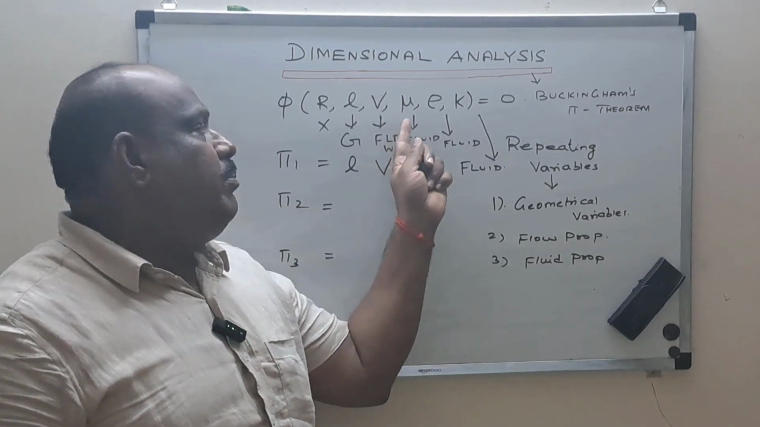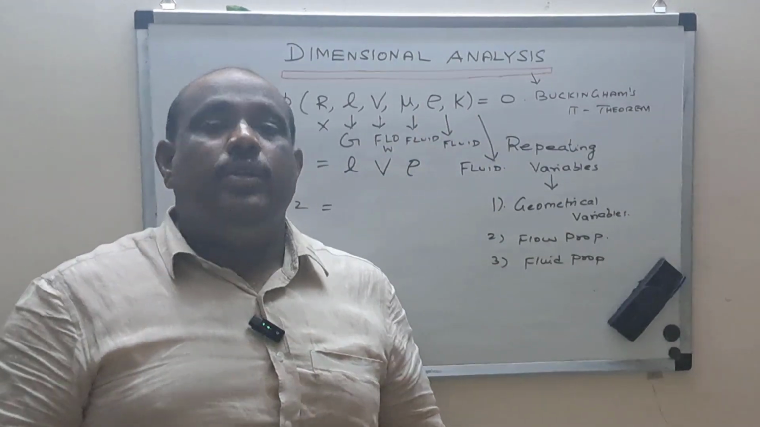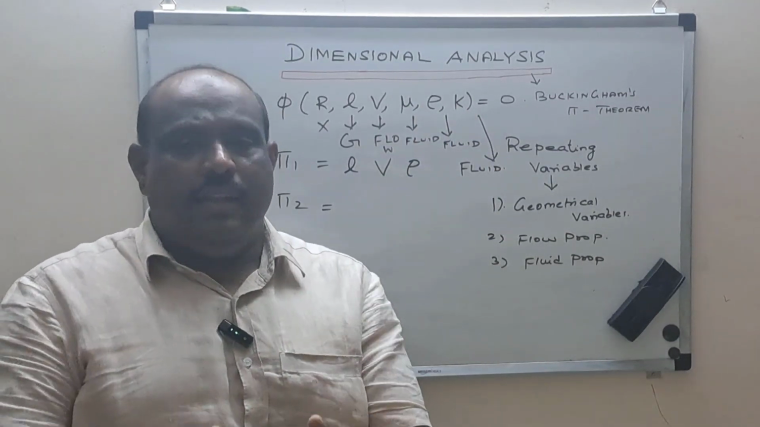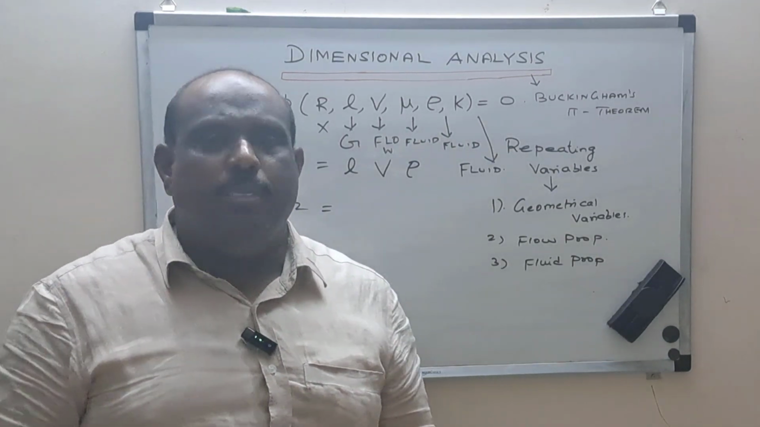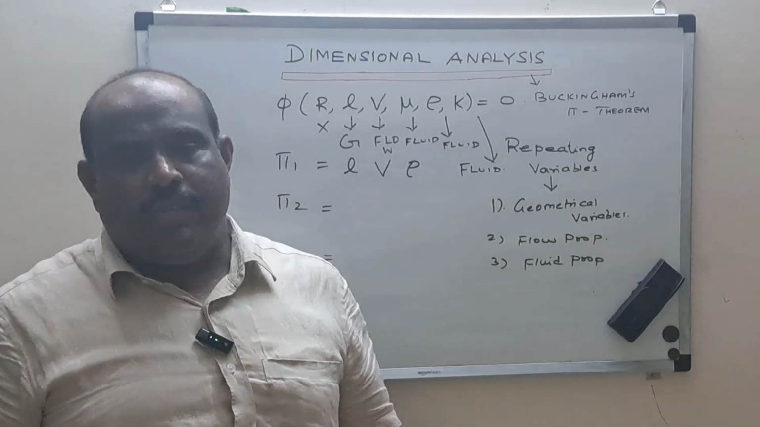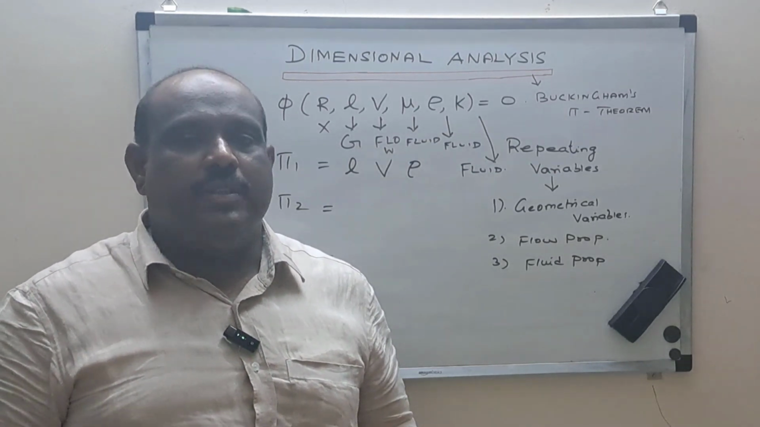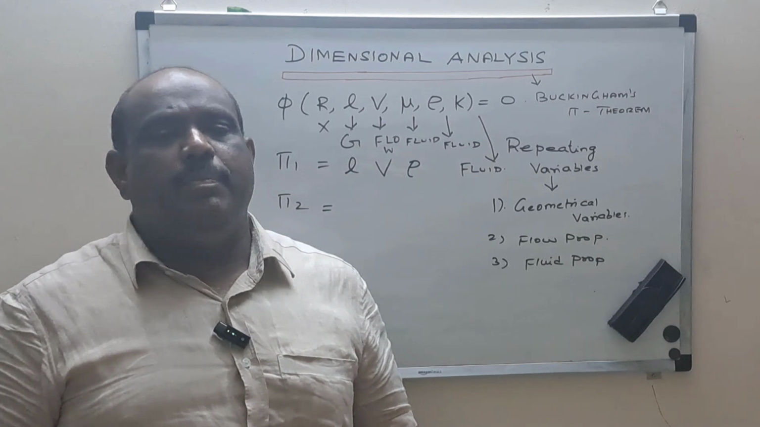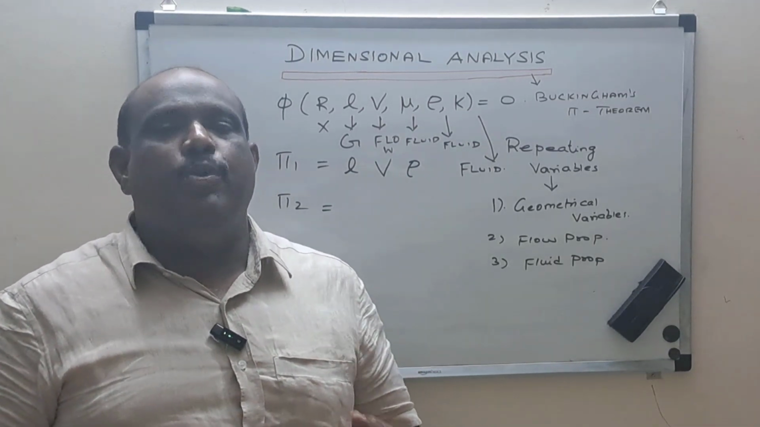Out of these three variables, mu, rho and K, all are fluid properties. You have the liberty to choose any variable, but I have taken rho, because rho is considered the basic property of a fluid. Got the logic? How we have chosen the repeating variables? The reason for choosing the repeating variables should be geometry, flow, and fluid property. I hope you got it.